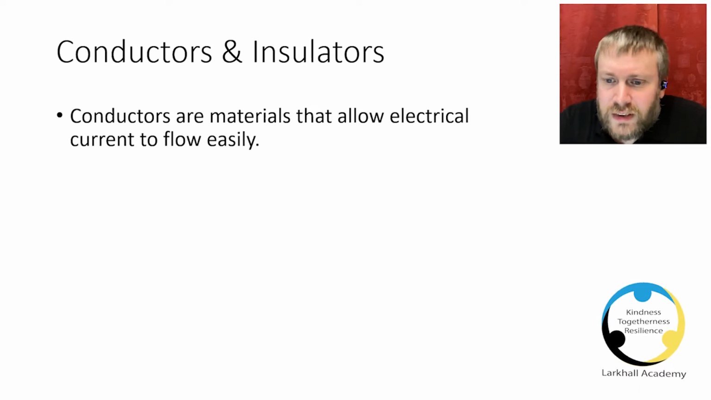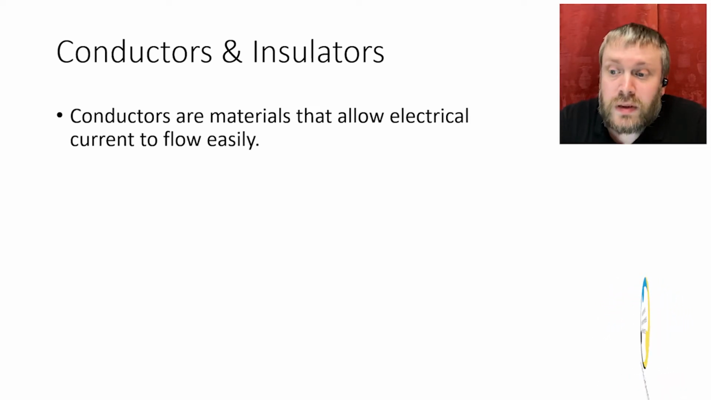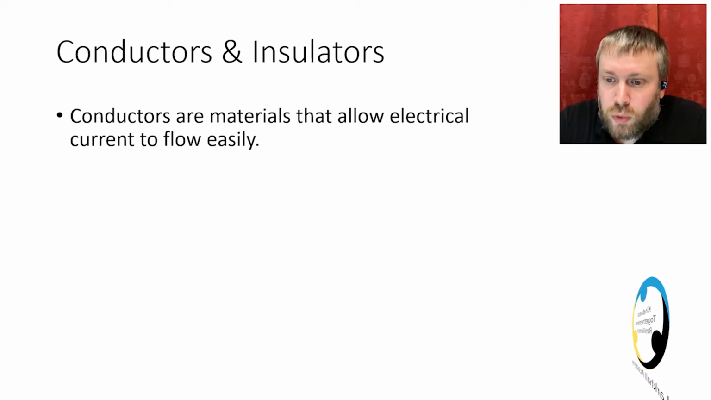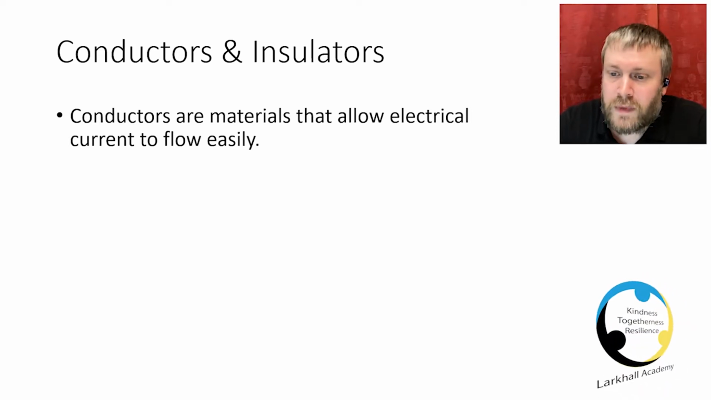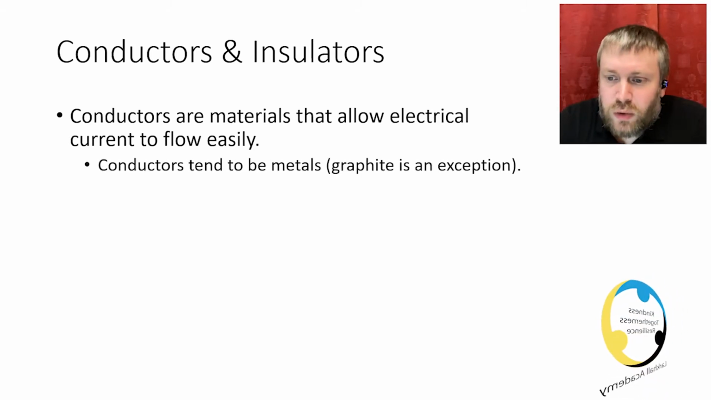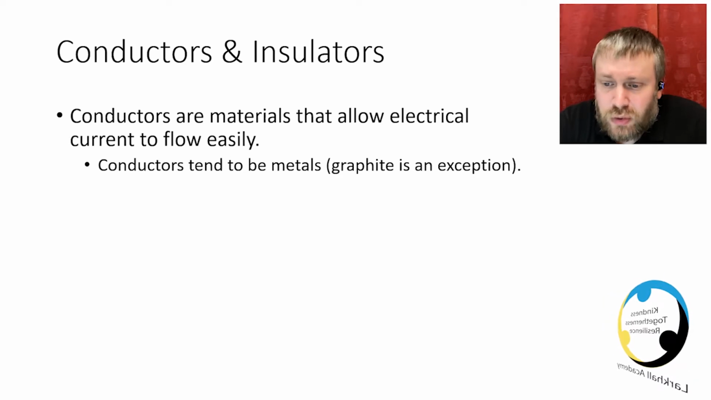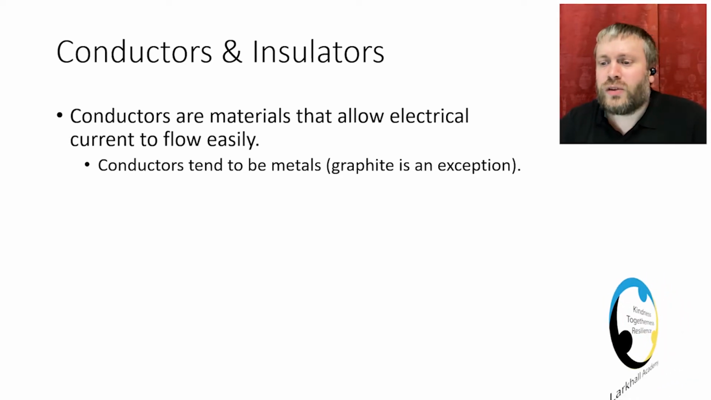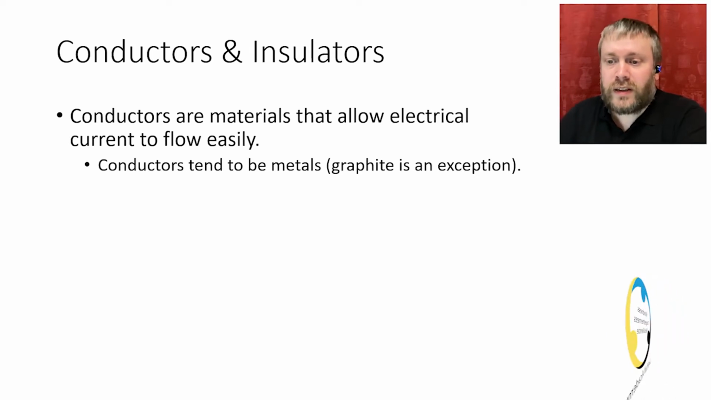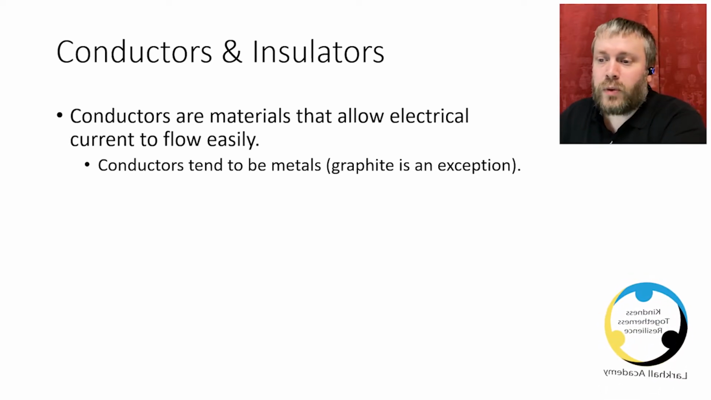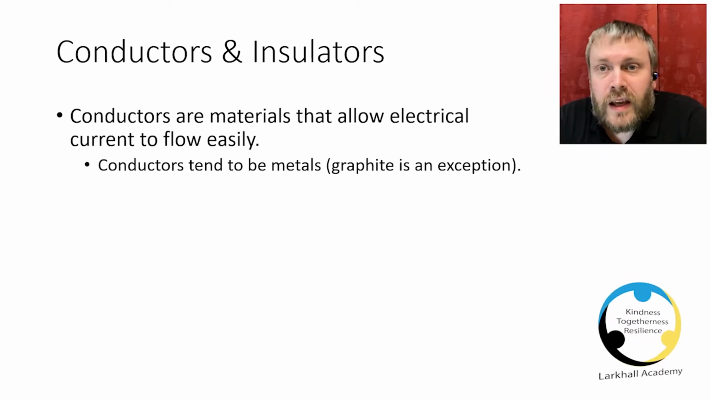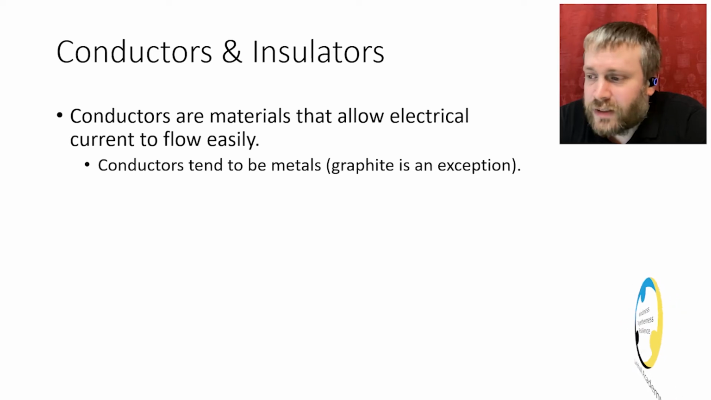So, conductors and insulators. Conductors are materials that allow electrical current to flow easily. Okay, so it allows the current to flow easily through it. Conductors tend to be things like metals. Generally, if you were asked to identify a material that was likely to be a good conductor, I would suggest metal would be a good one. There are the odd exceptions to this.